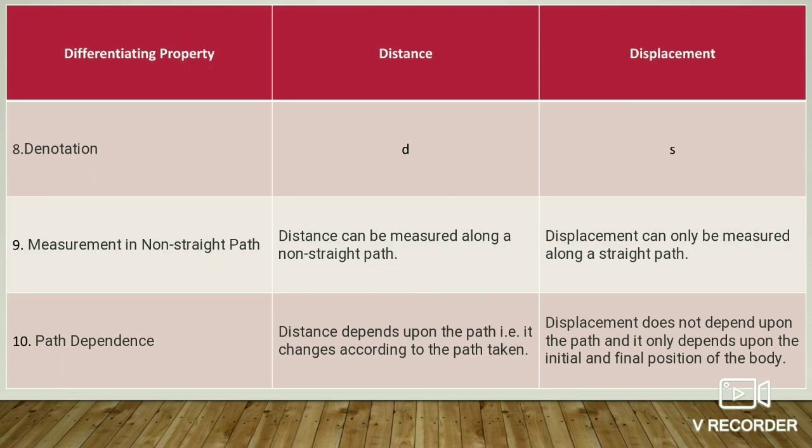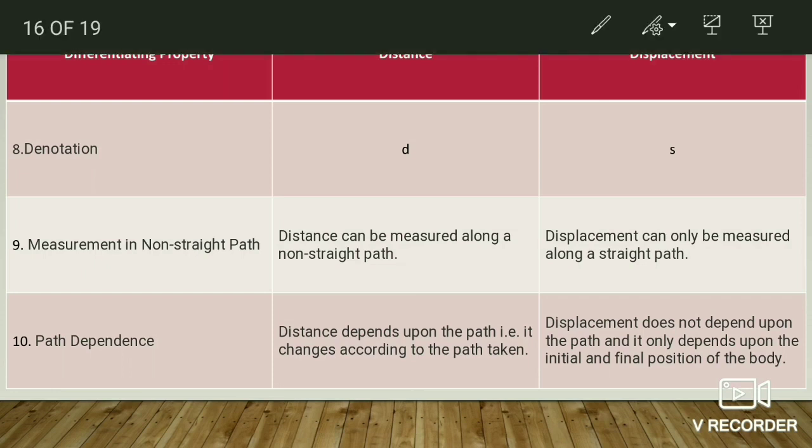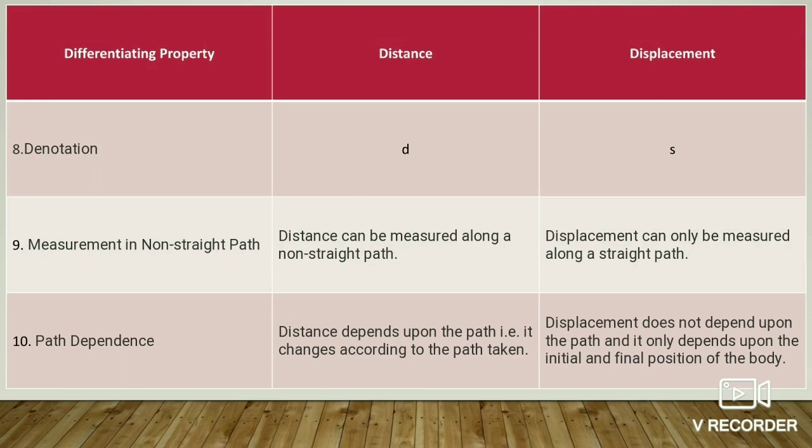Ninth, measurement in non-straight path. Distance can be measured along a non-straight path, displacement can only be measured along a straight path. Tenth, dependence on path. Distance depends on path, that is, it changes according to the path taken. But displacement does not depend upon path, and it only depends upon the initial and final position of the body.